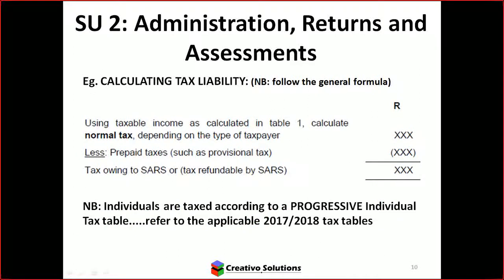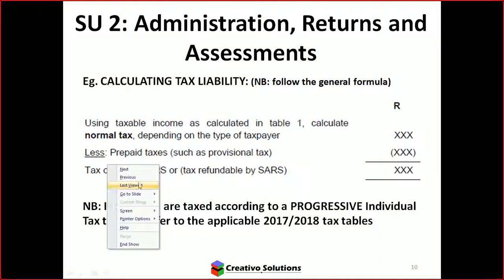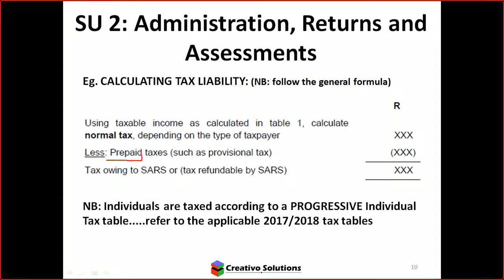Alright, so how is that template different from this template? What does this template have that the other template doesn't have? Well, this one has prepaid taxes, sir. Yes. Okay, so you could look at prepaid taxes as a form of tax that was paid when? Prepaid meaning ahead of time. Do you agree? Yes, sir.